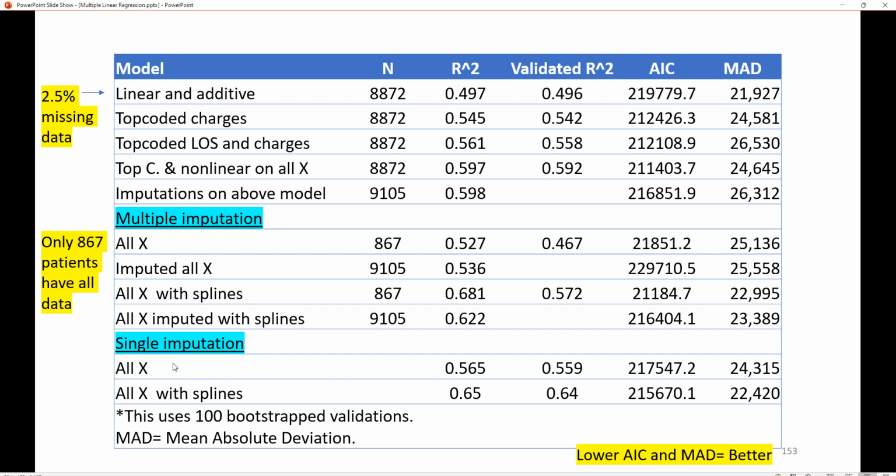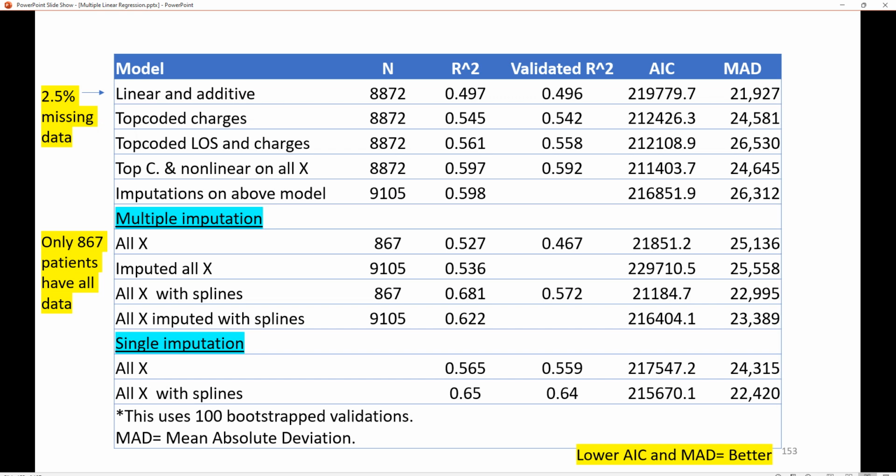And then for the single imputation section, we have all our predictors, and then we have all our predictors with splines, and we can see what the model performance values are. And in that, we actually are using the 9,105 cases in that data set.